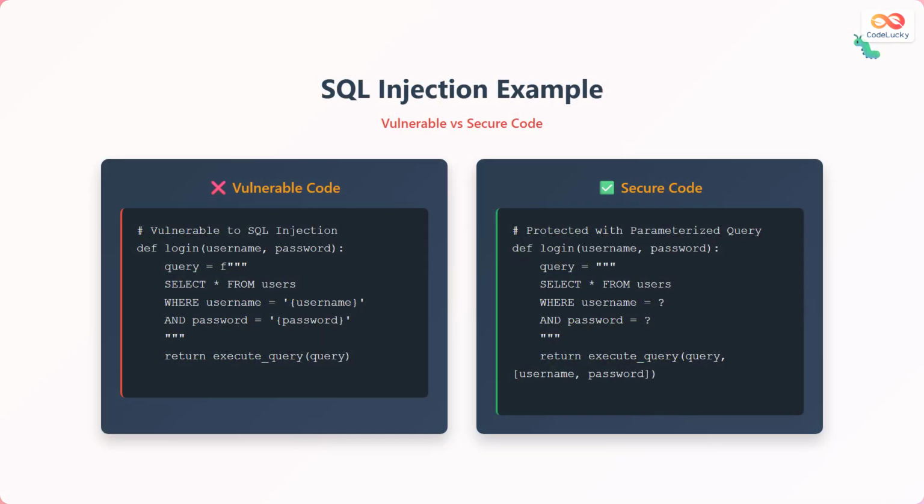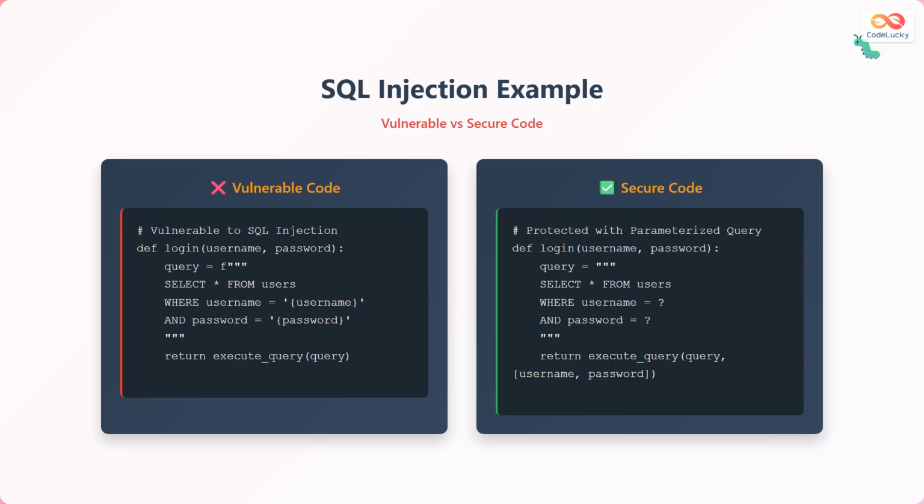SQL injection is one of the most dangerous and common web application vulnerabilities. Let's examine the difference between vulnerable and secure code. The vulnerable code example shows a login function that directly concatenates user input into a SQL query string. This approach allows attackers to manipulate the query by injecting malicious SQL commands through the username or password fields. For instance, an attacker could input a single quote followed by SQL commands to bypass authentication or extract sensitive data.